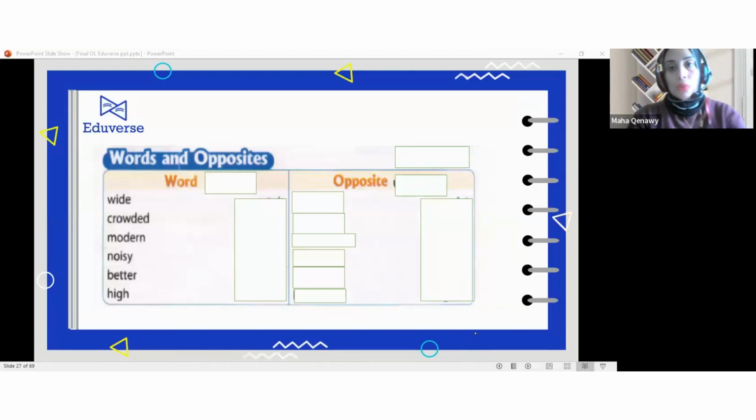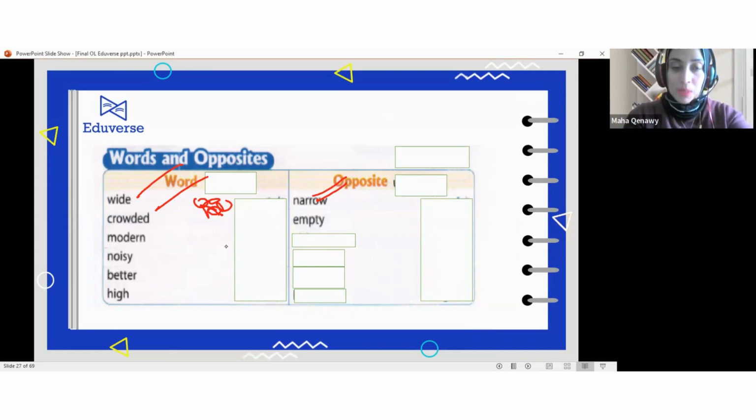Let's now guess the opposites of these words. The opposite of wide. This is a wide street, but this is a narrow one. Yes, crowded. Crowded means having a lot of people, a lot of things. If it's not crowded, it's empty or free sometimes.